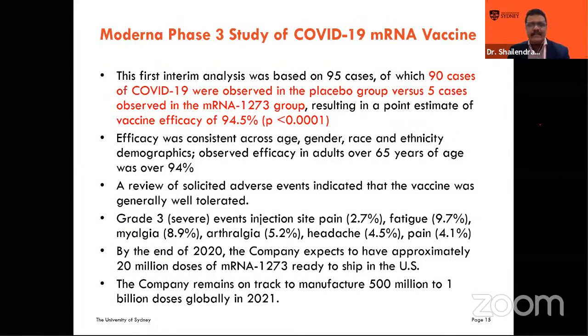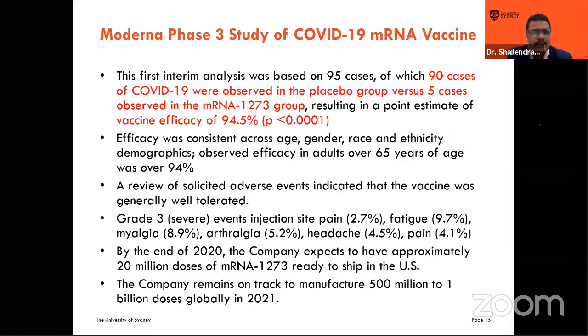If you look at the Moderna vaccine now, it's generally promised in the US. Most other countries haven't really bought Moderna yet or engaged in contracts. Very similar, again, 94%, a very similar profile. Number of grade 3, which is severe.